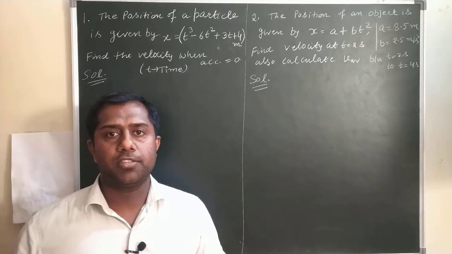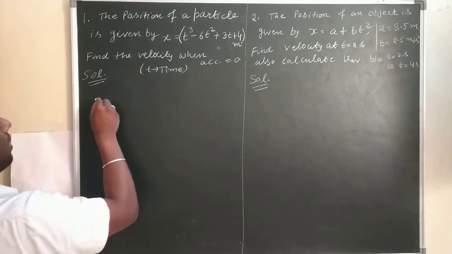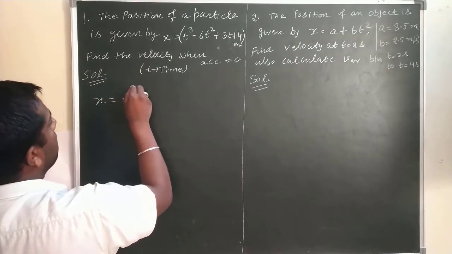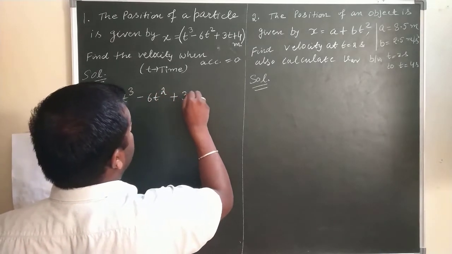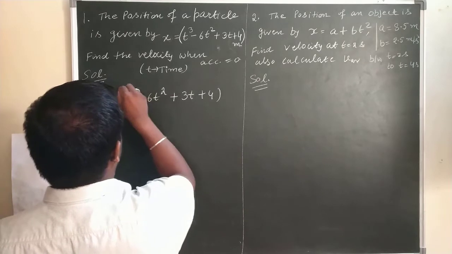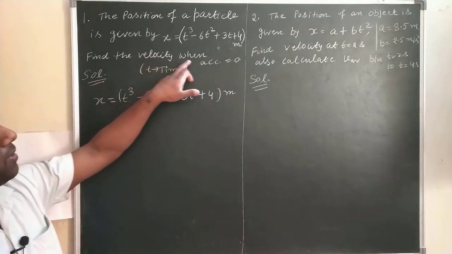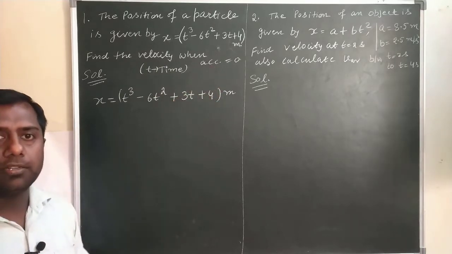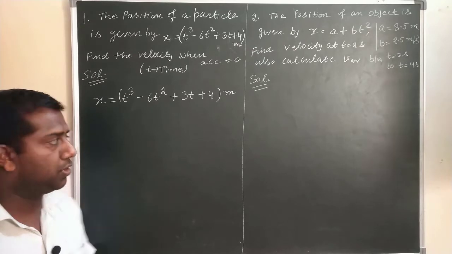Students, now we will solve these two numericals. The first numerical: the position of a particle is given by x equals t cube minus 6t square plus 3t plus 4 meter. We have to find the velocity when acceleration is 0. Clear? So firstly we will find the time when acceleration is 0.